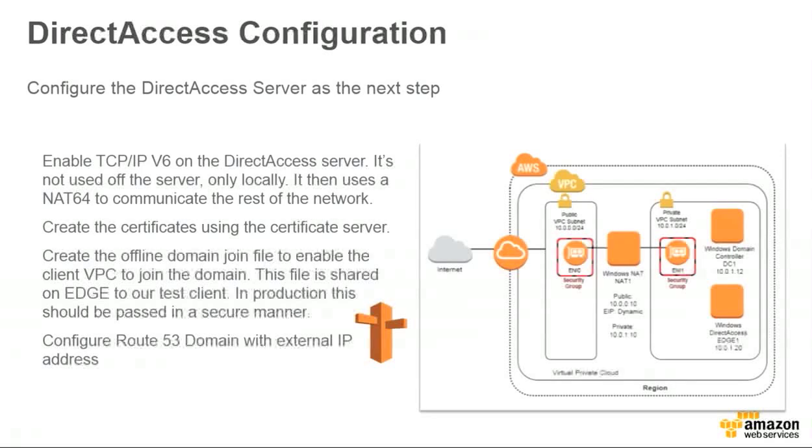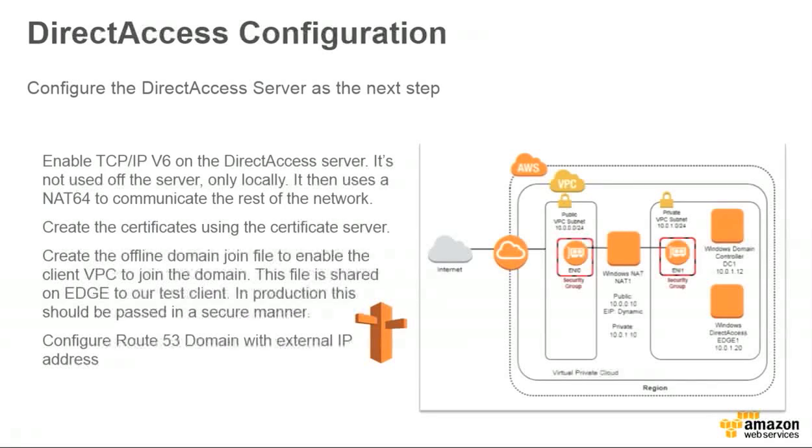In this case, we'll be sharing the offline domain join file over our public internet connection for testing purposes. In a production environment, you'd want to make sure that you pass the offline domain join information in a secure manner to the client. We'll also configure our Route 53 domain with our external IP address.